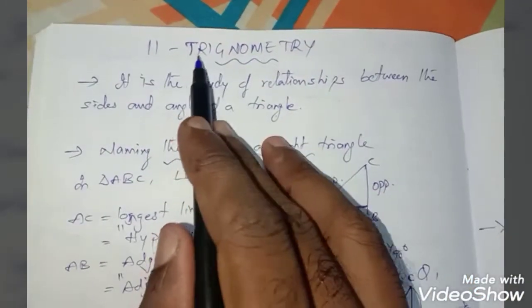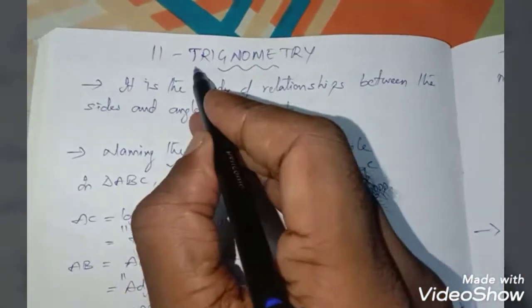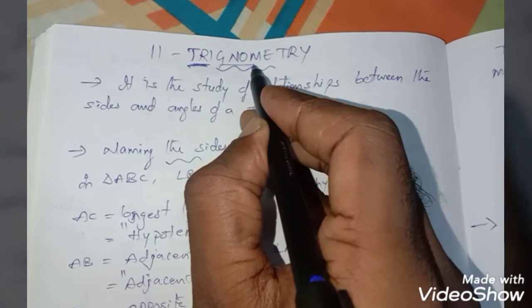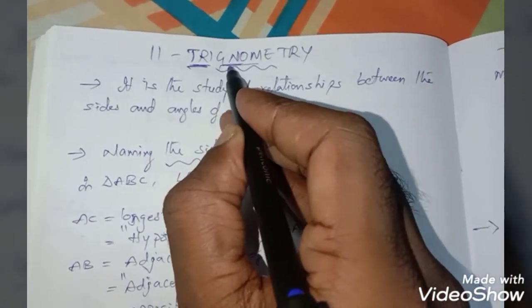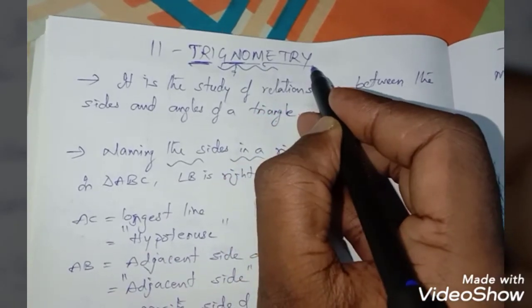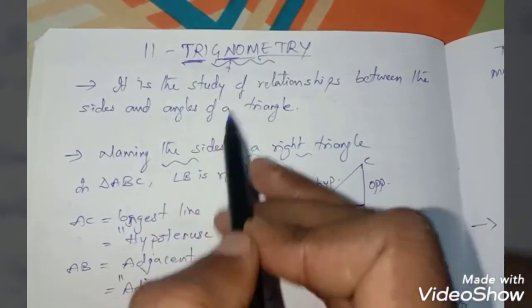Here, if I write trigonometry in three parts, tri is nothing but 3, gon is nothing but angle, and metry is nothing but measure. So like this we are defining trigonometry as measurement of 3 angles, right?